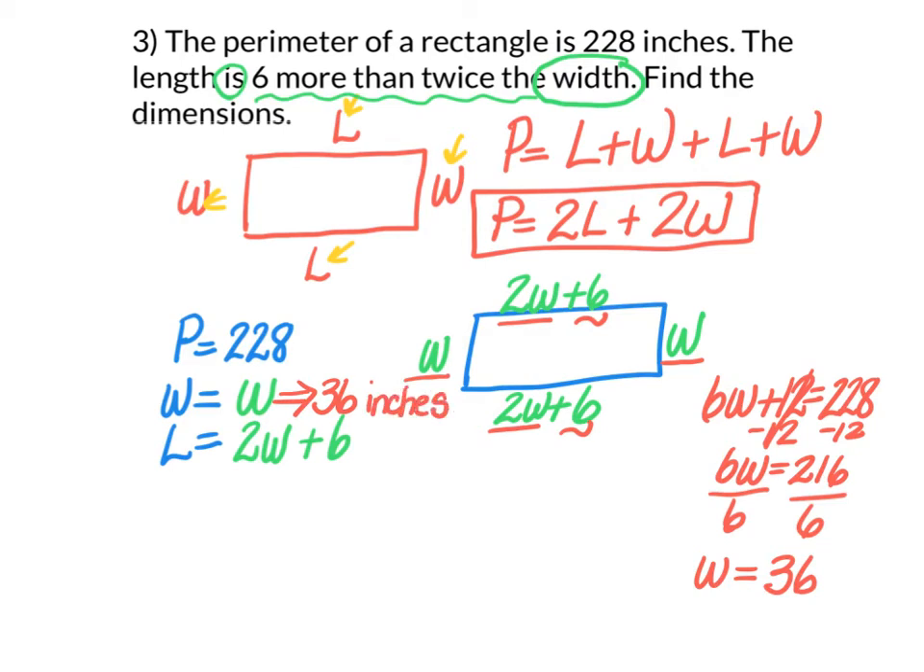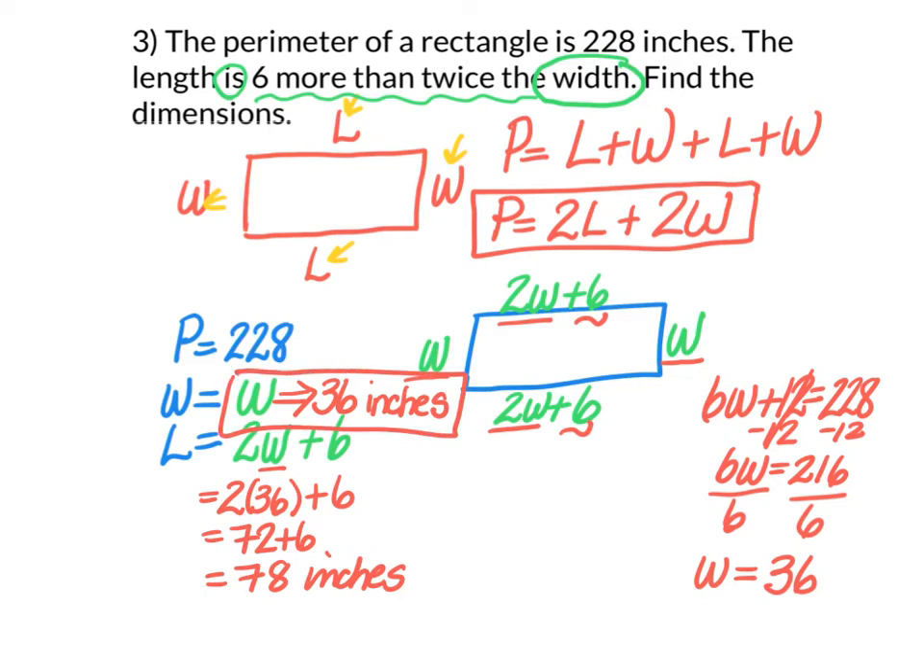But now I need to know what my length is. So I'm going to take out the W that's right here, and I'm going to replace it with its value. So it's going to be 2 times 36 plus 6, which means that my length is going to be 72 plus 6, which means my length is 78 inches. So now I know my dimensions, 36 by 78. And I can just leave it like this if I want. I don't have to write it as 36 by 78.